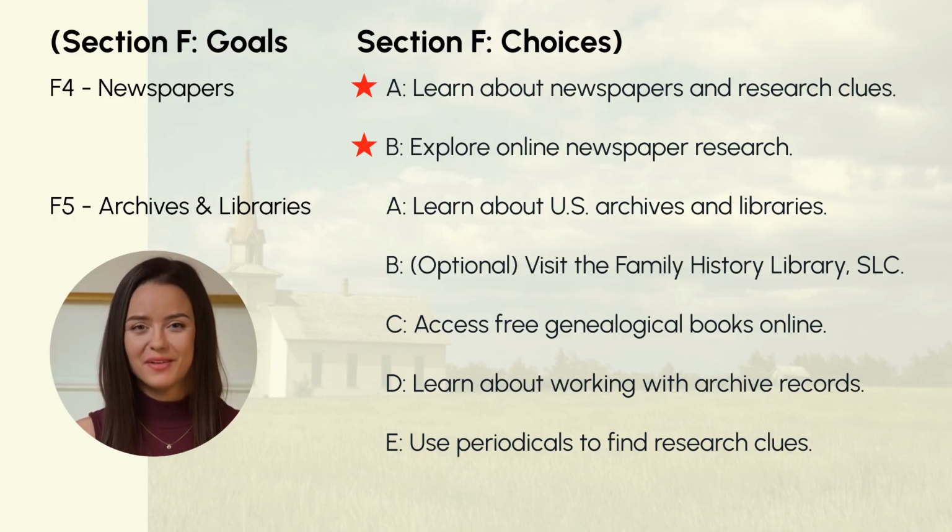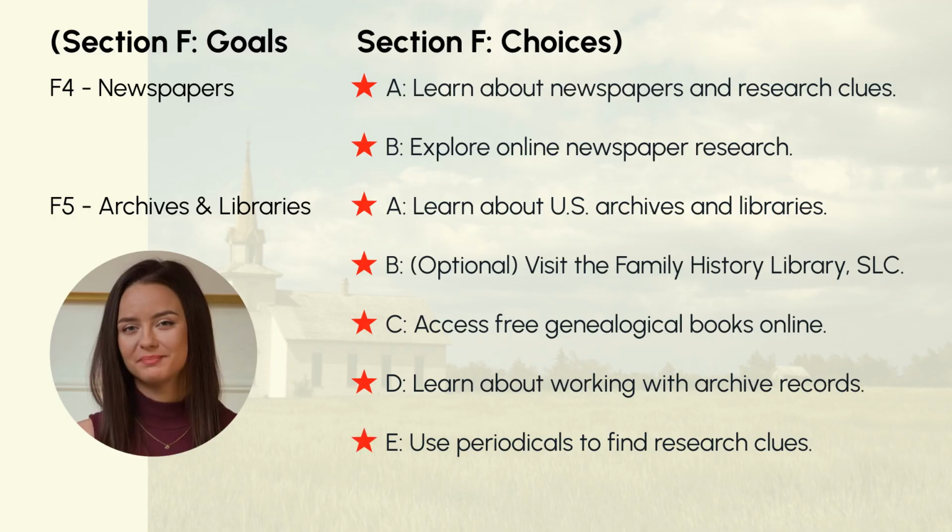In Goal F5, Choice A introduces archives and libraries in the United States and how to discover their resources, online or in person. Choice B is optional. Choice C shows how you can find and use thousands of free genealogy books online. Choice D goes into greater detail on the records you can find in archives. And Choice E covers magazines and journals for genealogy research.